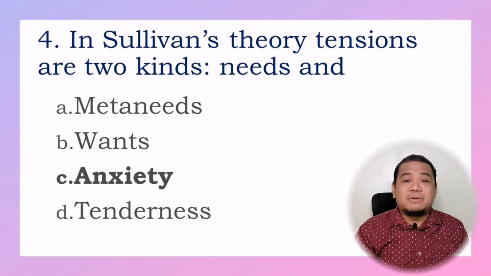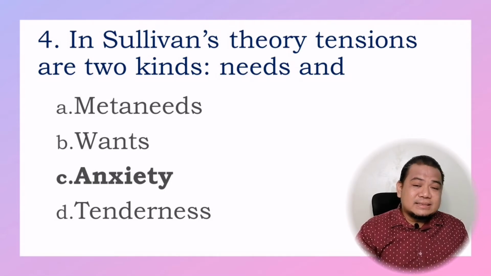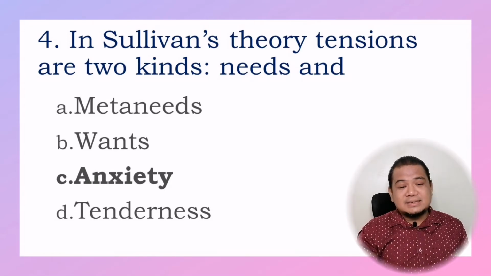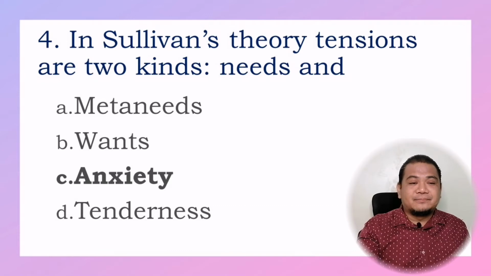Number 4. In Sullivan's theory, tensions are two kinds, needs and the answer is anxiety.